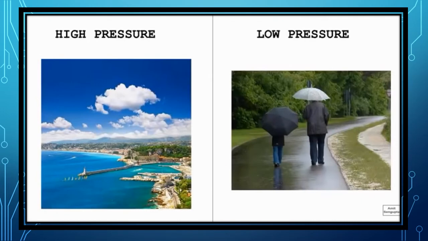Now wherever there is high pressure, it's going to be clear weather. Where there is low pressure, it's going to be wet weather. So clear sunny weather is going to be wherever there is high pressure. Wherever there is low pressure, it's going to be wet weather.